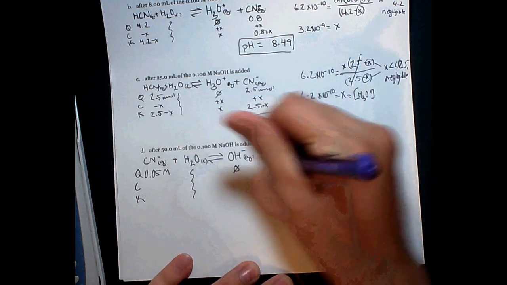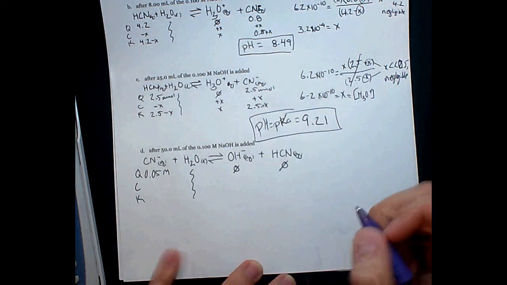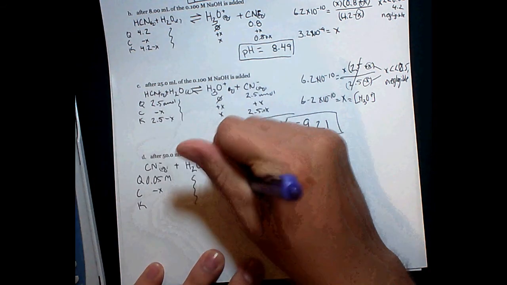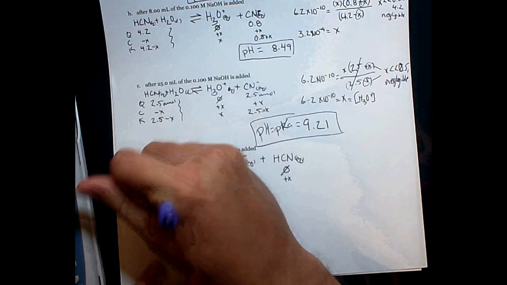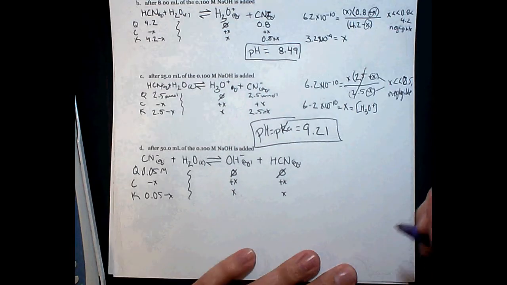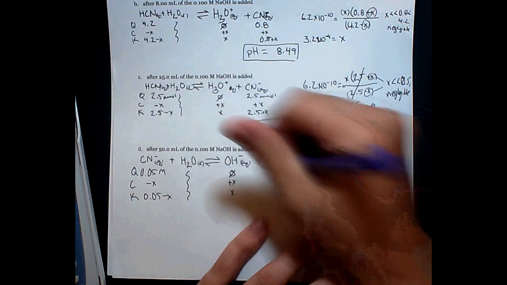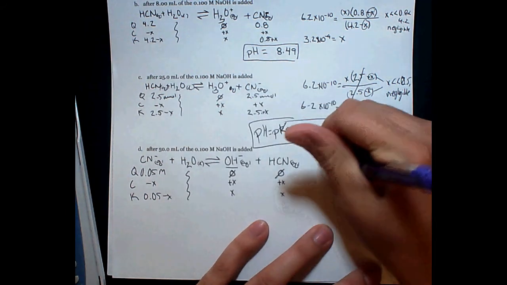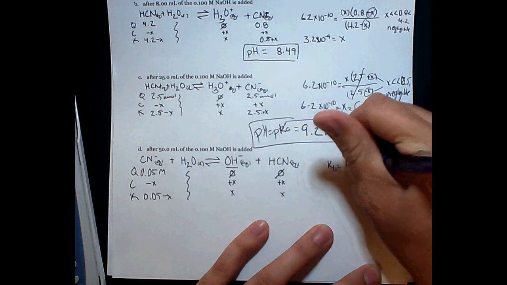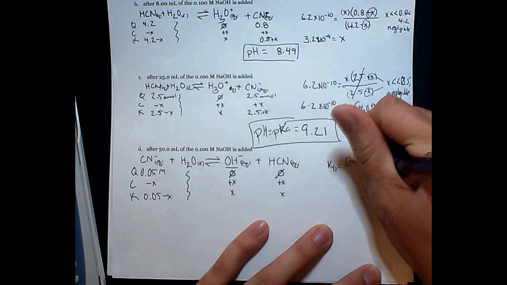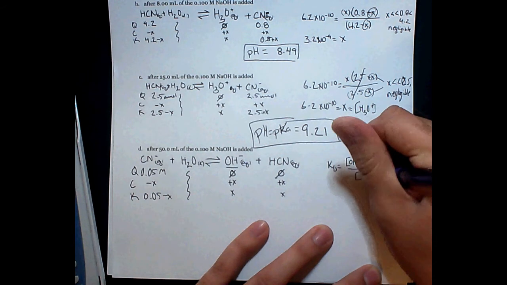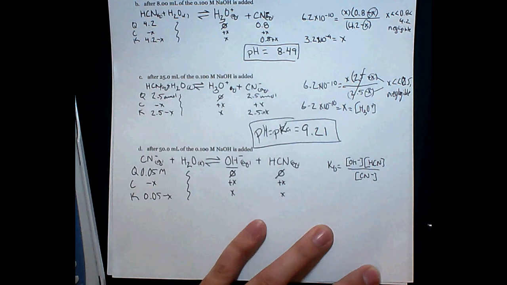We have 0 OH minus and 0 HCN once it reaches that equilibrium point. So this is going to be minus X, and plus X. So 0.05 minus X, X, and X. Now, this is a Kb because it's producing that hydroxide ion. So let's write out the Kb expression for this. We have Kb is equal to the concentration of the OH minus times the concentration of the HCN divided by the concentration of the CN minus in the solution.